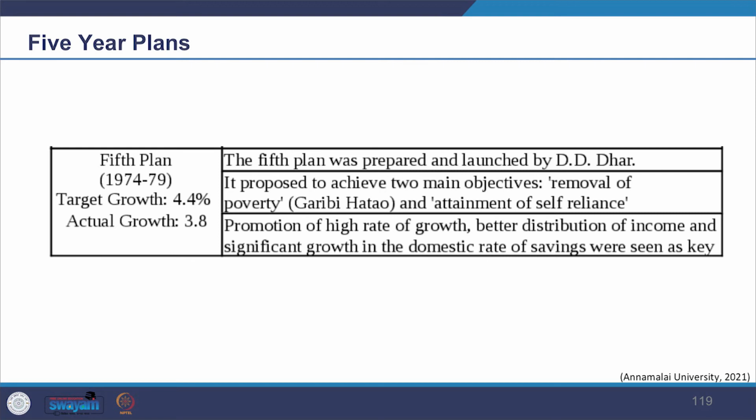There was emergency in 1975 and emphasis shifted to the Pradhan Mantri 20-point program. This plan was terminated when the Janata Party came to power in 1978.